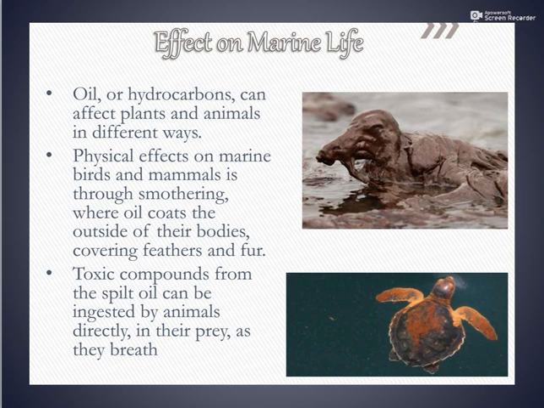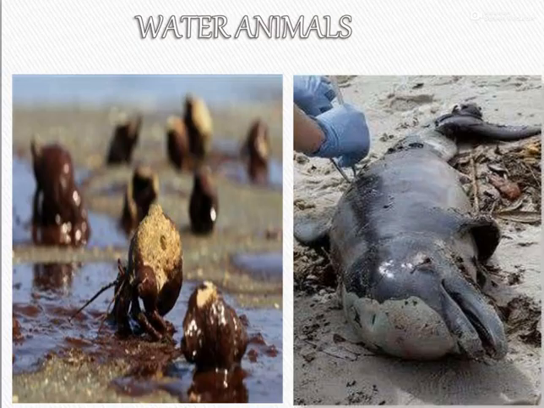The marine life, of course, gets fully immersed in oil, and the physical effect on the birds and the mammals is through smothering, where the oil coats the outside of their bodies, covering their feathers as well as the fur. Many of the toxic compounds from the spilled oil can also be ingested by the animals, directly through their prey, and as they breathe, it will go inside. So the marine life is also getting affected as a part of the sea. These are some of the instances where the marine animals get affected.